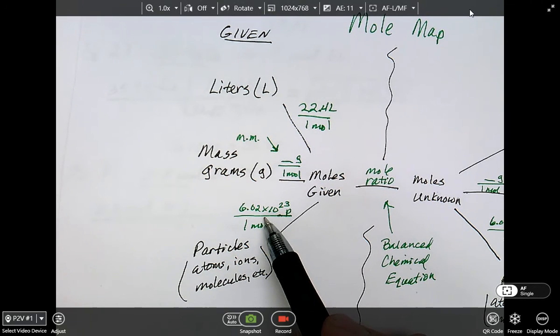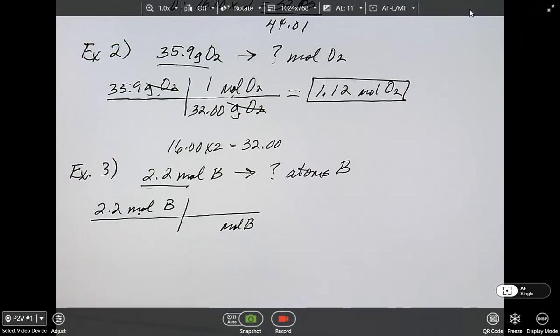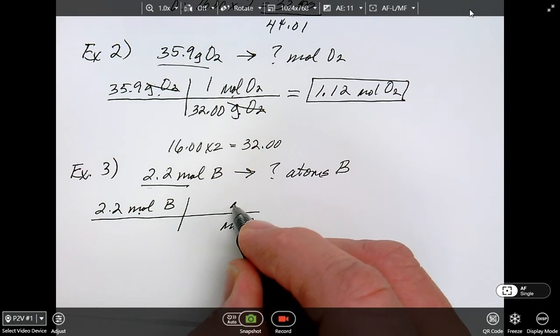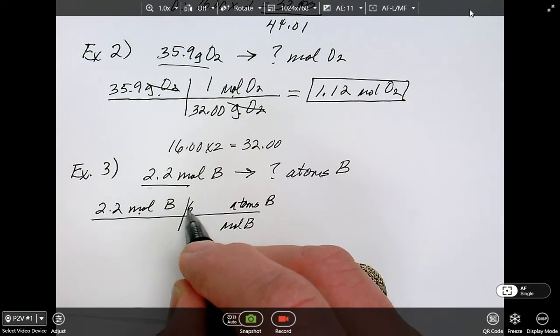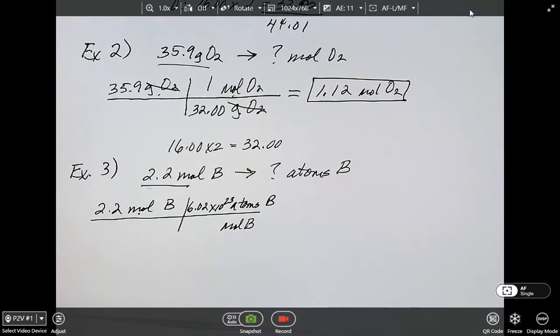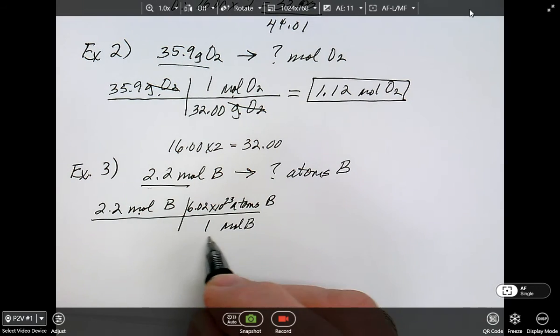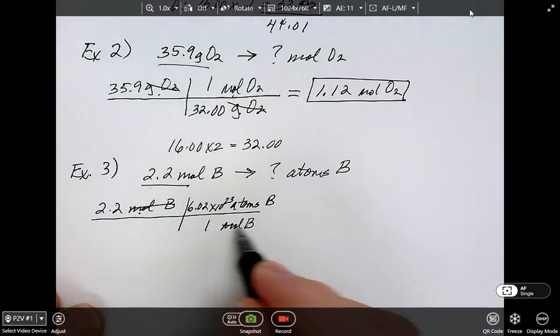So now I'm going to use Avogadro's number, 6.02 times 10 to the 23rd atoms per mole, okay? So I'm going to put atoms right here of what? Boron. And I'm going to put 6.02 times 10 to the 23rd right there. Over what? Over 1 mole. Remember, the 1 goes beside the mole. The other one goes beside whatever you're trying to find. Moles will cancel out, and moles will cancel out.